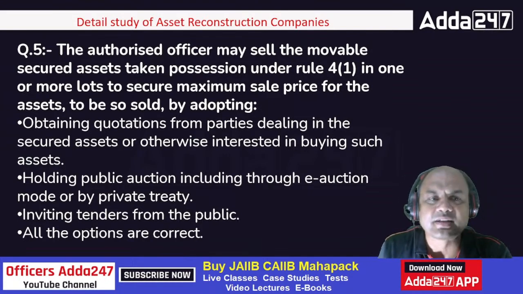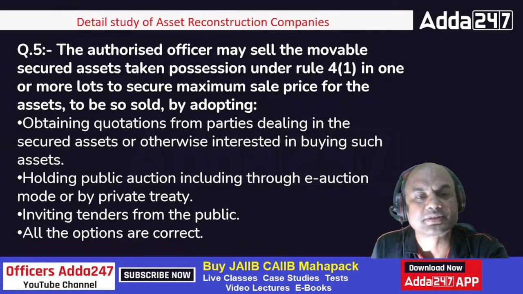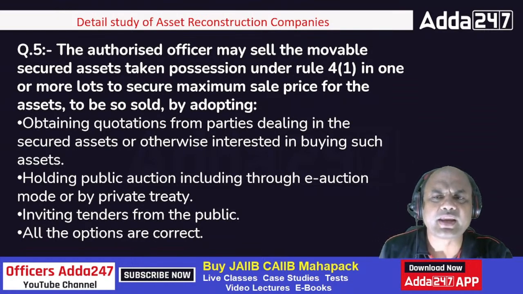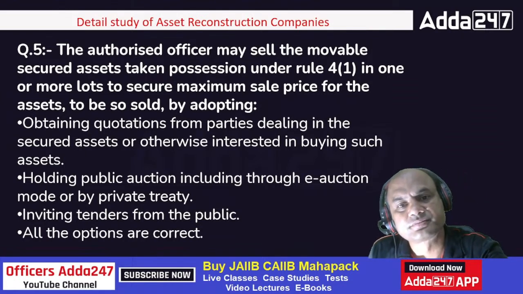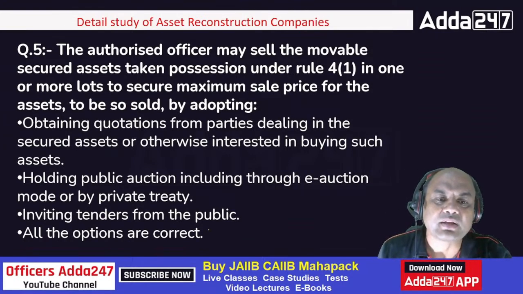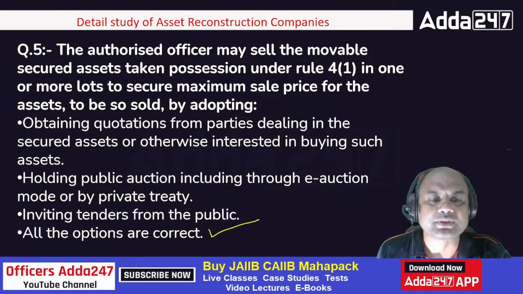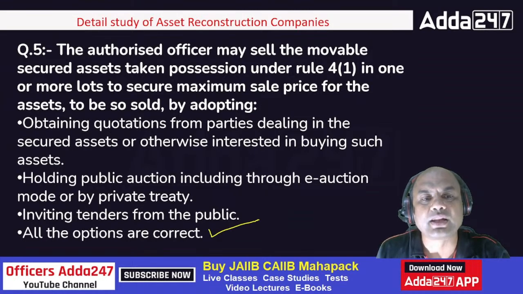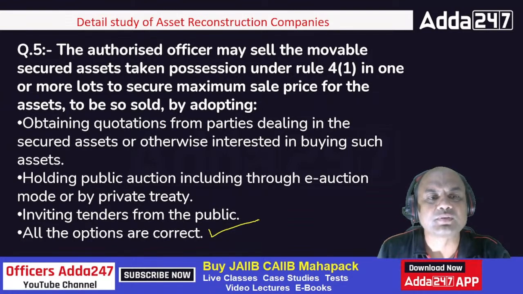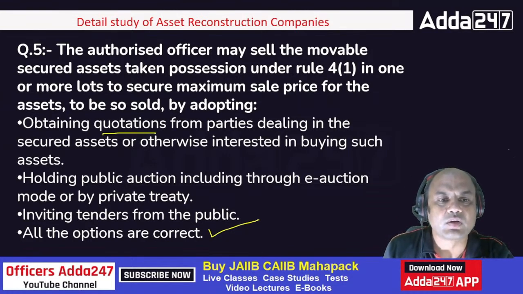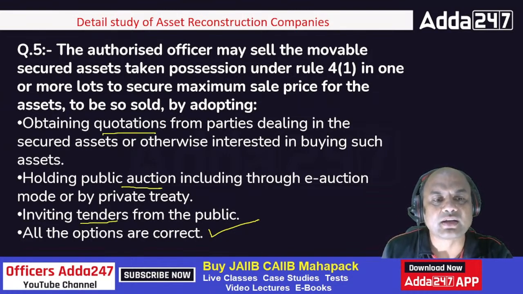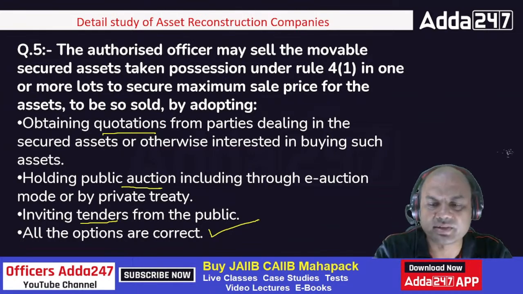So call this A, B, C, D again. Let me see how many of you can answer this. Yeah, very easy, isn't it? Simplest question possible. It is correct. It is D. The authorized officer can go for any of these: obtaining quotations, holding public auction or inviting tenders. All of these can be done, isn't it?